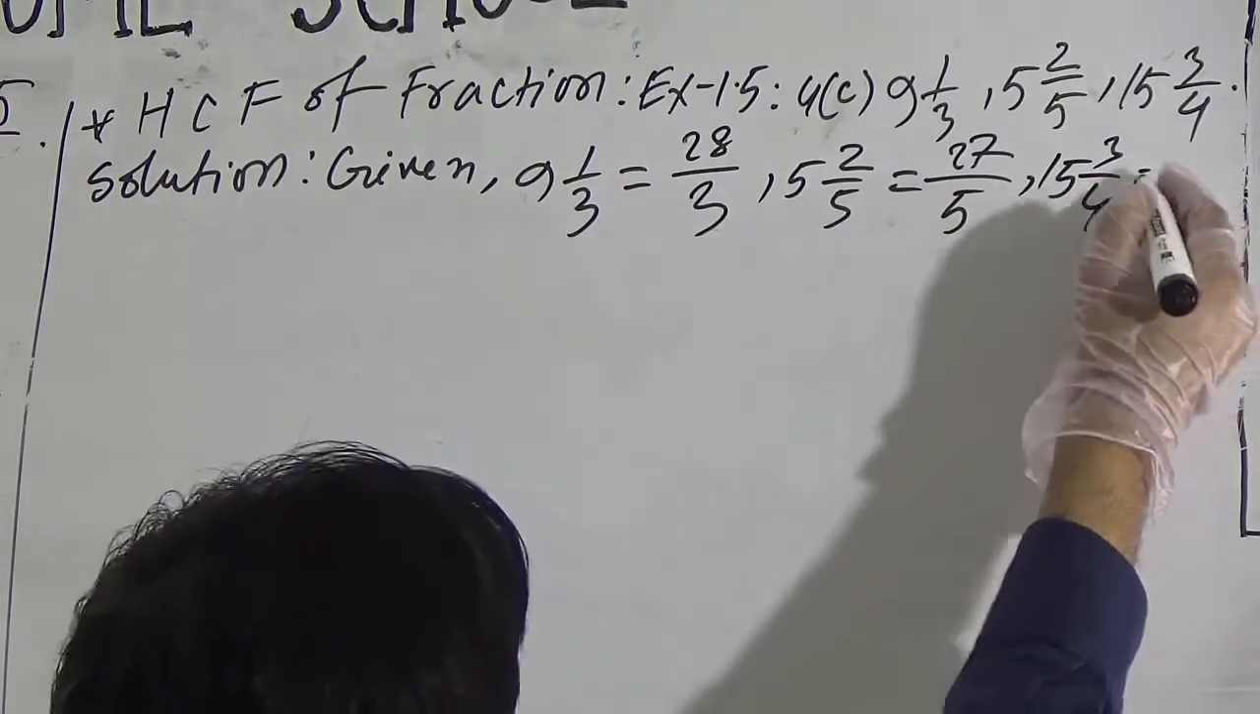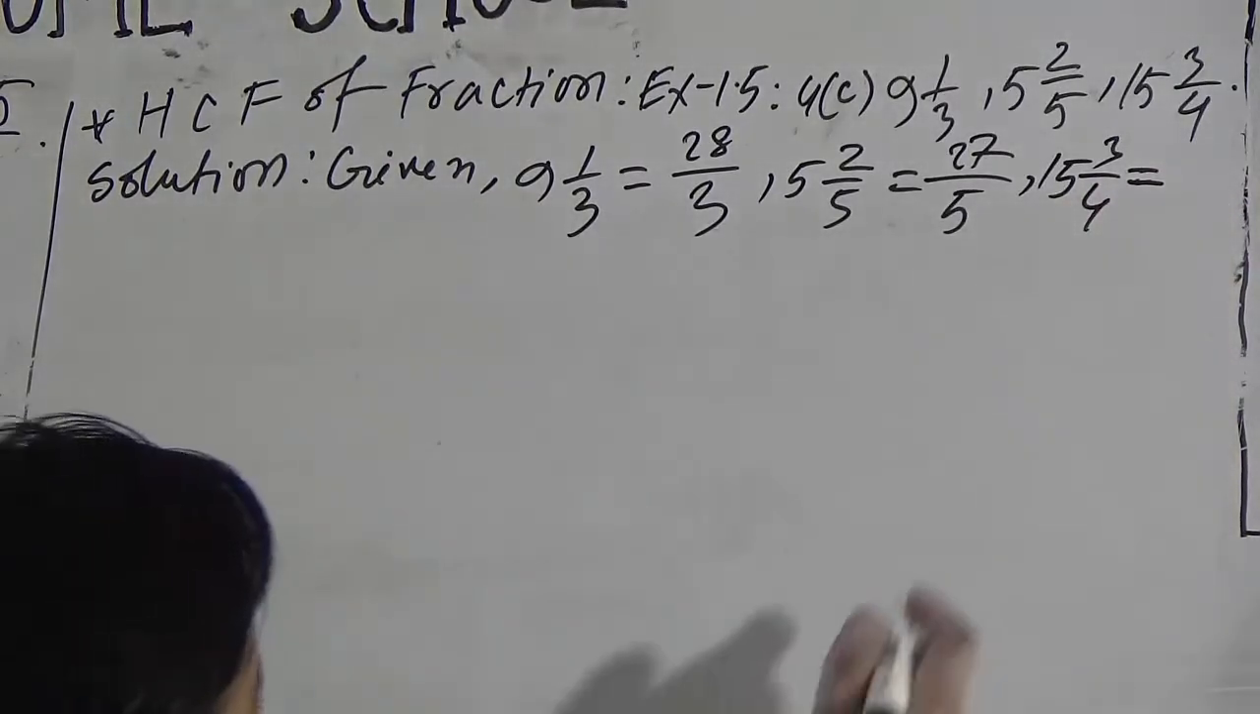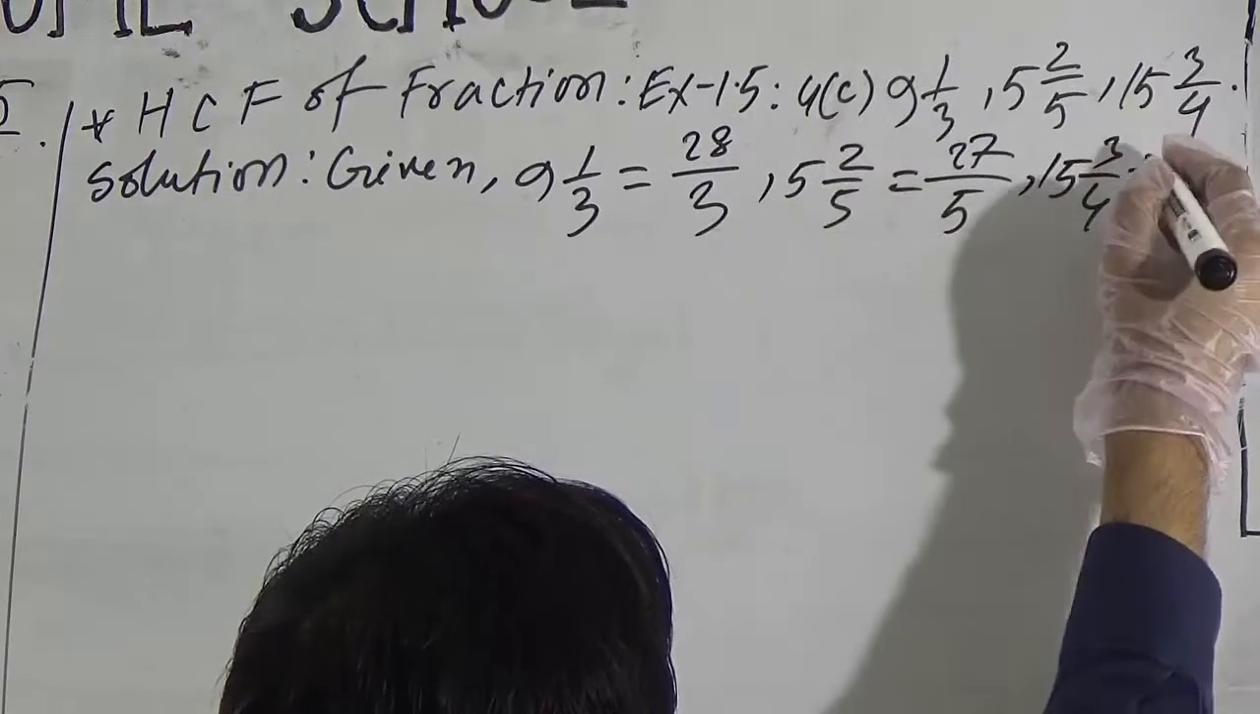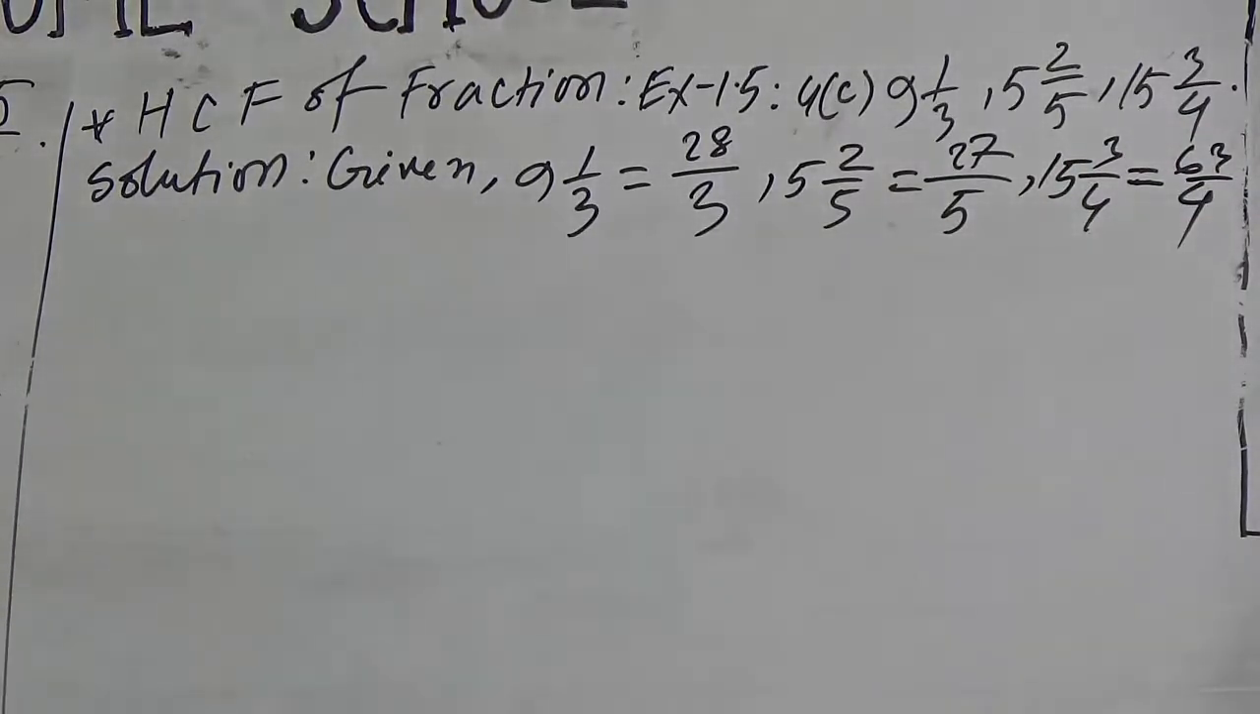We can convert this into improper. 4 5s are 60 and 3, 63 by 4. These are the given fractions. So now we have to do the HCF of the fractions. To do the HCF of the fractions, at first we have to do the HCF of the numerators.